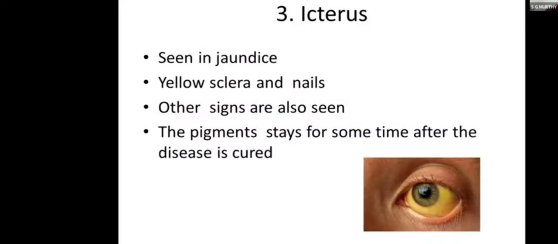Pigment stays for some time after the disease is cured. Now, this is also important. Even in the sclera, what happens in jaundice is the color stays for a longer time. So if the eyes are not white, it doesn't mean that jaundice gaya nahi ab tak. Jaundice pehle urine mein jayega, phir blood mein jayega, and then these pigments will disappear. So the eyes mein ya nail mein hai, so don't think that your jaundice is still there. It will come a little late and go also a little late.